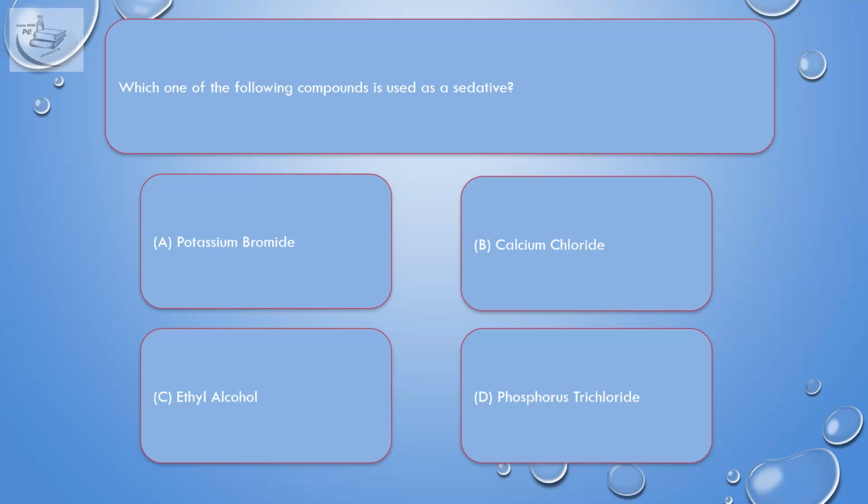Question: Which one of the following compounds is used as a sedative? A. Potassium bromide, B. Calcium chloride, C. Ethyl alcohol, D. Phosphorus trichloride.